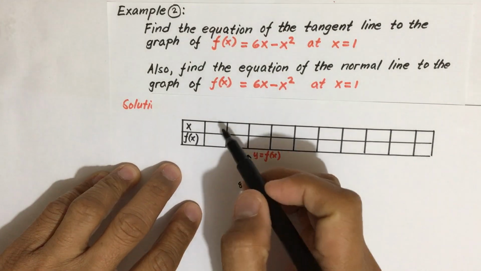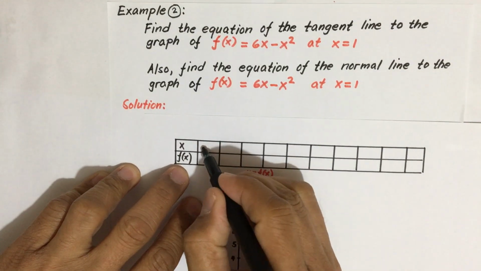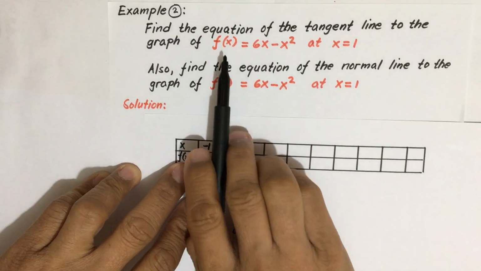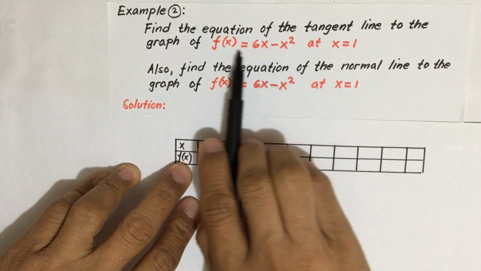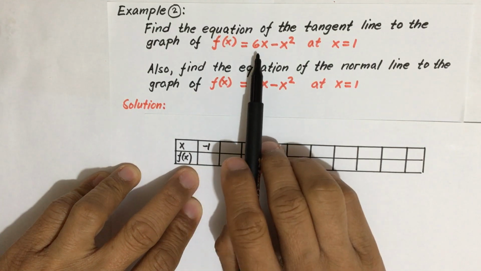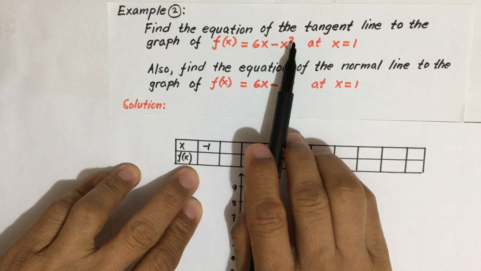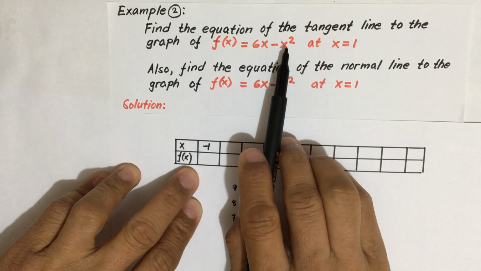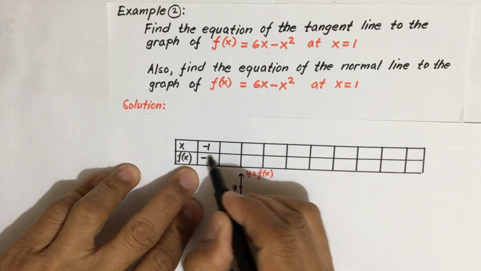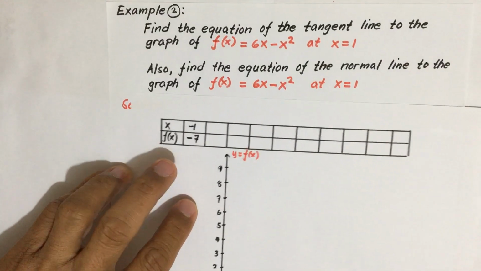So say for example, if we let x be equal to -1, so what will be our f of x? So we have to look at this function. So 6 times -1, that is -6, minus -1 squared, so that is 1. So -6 minus 1, so we have -7.